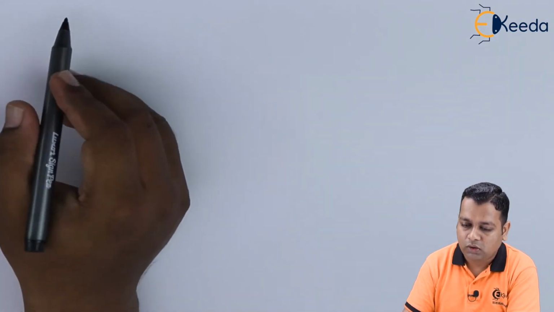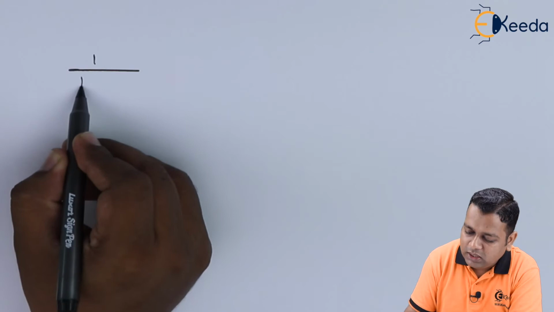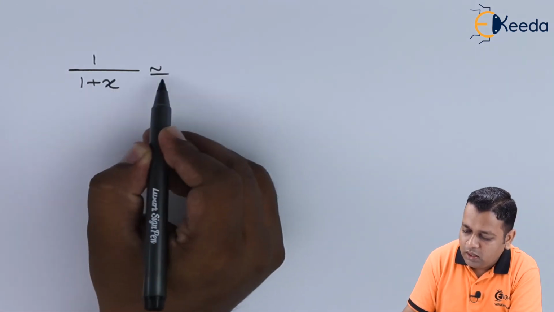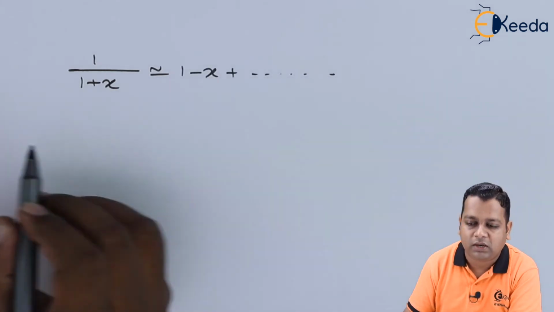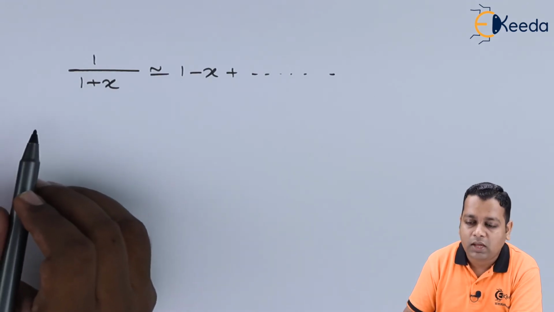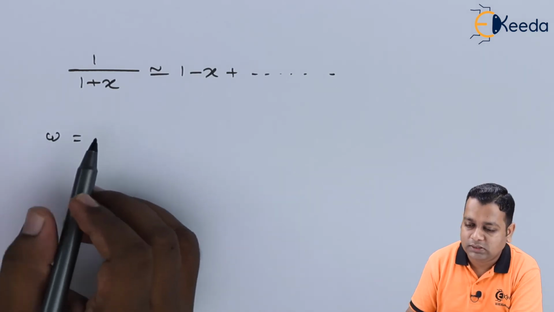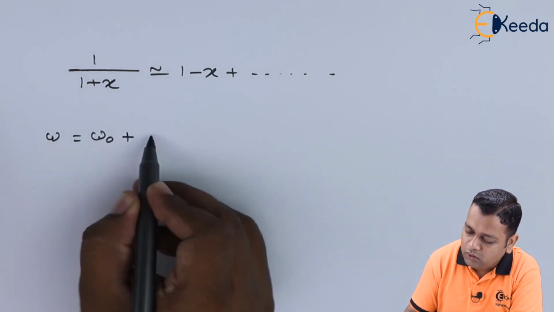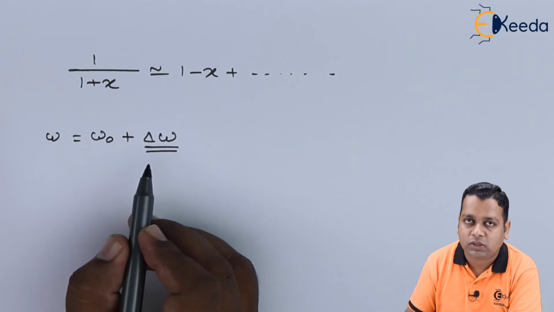So now, at the near resonance condition, let us simplify the expression for the input impedance. For that case, we can make use of series expansion results. The series expansion can be represented as 1 upon 1 plus x approximated to the series of 1 minus x added to the other terms that we know here. So now let us assume that the generalized angular frequency omega is expressed as the resonant frequency omega 0 added to delta omega, where delta omega is a small amount.